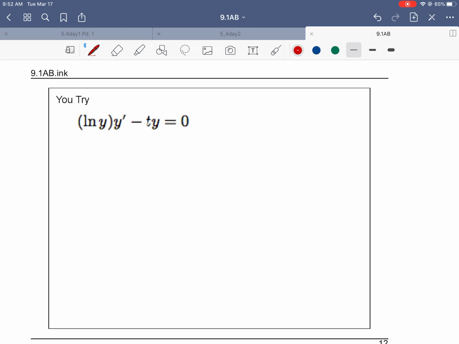ln y times y prime minus ty. So you can try this on your own, pause it, work on it, or follow along with me. This one will require a u sub when we are integrating, so it gets a little bit trickier. Let's see what happens. Again, take that y prime and rewrite it. Notice that the second variable in this equation is a t. If you don't like that, change it to an x, but I'm writing y prime as dy over dt.